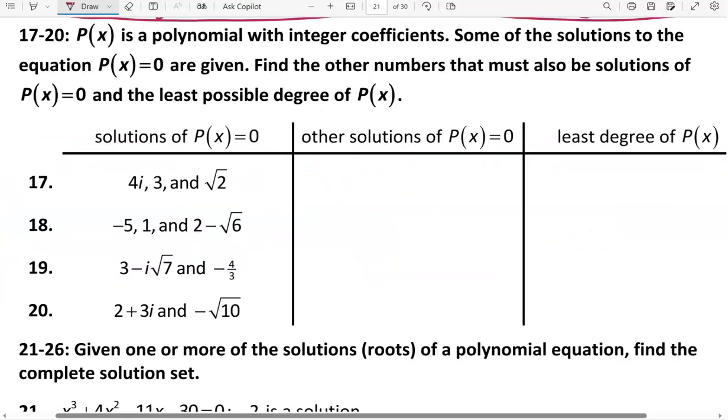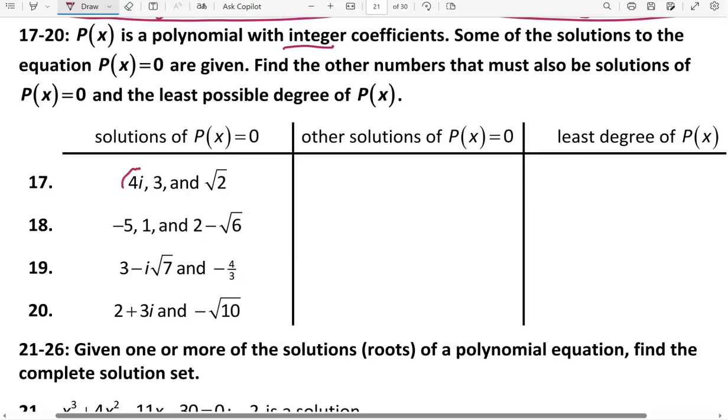In 17 through 20, p of x is a polynomial with integer coefficients. That's important because that means that any solutions that are either non-real or irrational must come in conjugate pairs. Some of the solutions are given, and we need to find the other solutions, that is to say, any conjugate pairs that exist, and then the least possible degree of p of x.